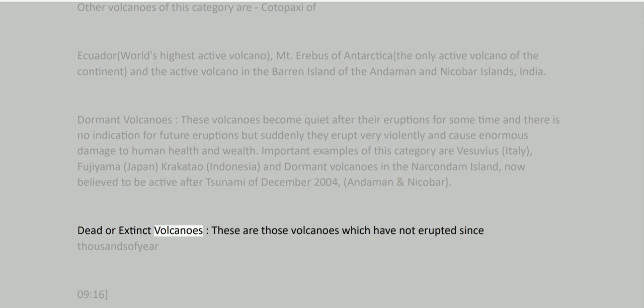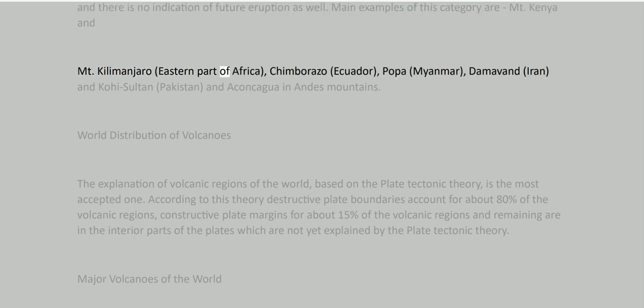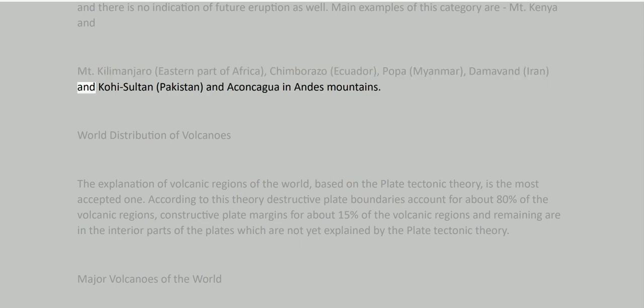Dead or extinct volcanoes. These are volcanoes which have not erupted for thousands of years, and there is no indication of future eruption as well. Main examples of this category are Mount Kenya and Mount Kilimanjaro, eastern part of Africa; Chimborazo, Ecuador; Popa, Myanmar; Damavand, Iran; Koh-i-Sultan, Pakistan; and Aconcagua in the Andes Mountains.